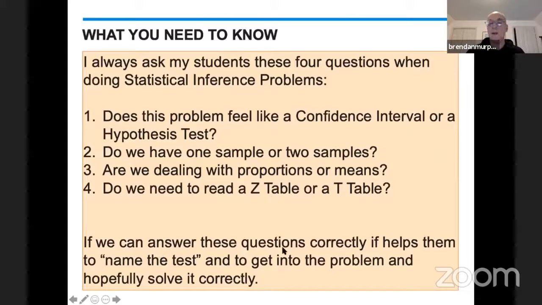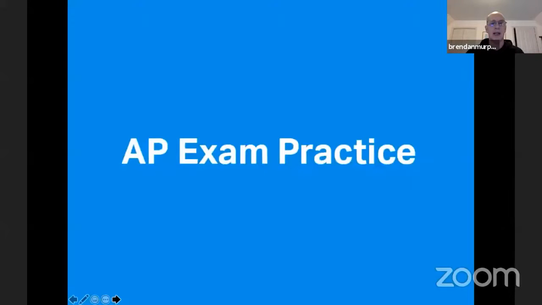And if the students can answer all these questions correctly, I think it helps them, one, name the test, which is super important on a free response, and then get into the problem and hopefully solve it correctly and find the right test on the calculator. So those four are really designed to help my kids sort of quickly get into the problem.